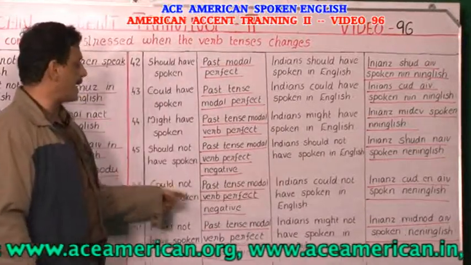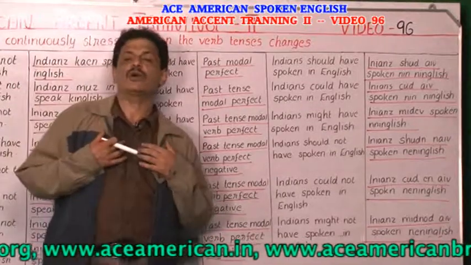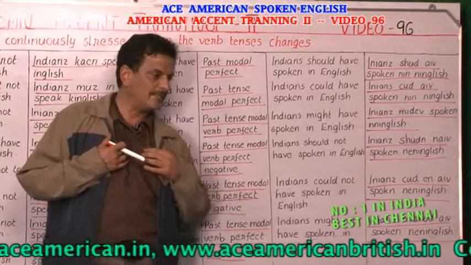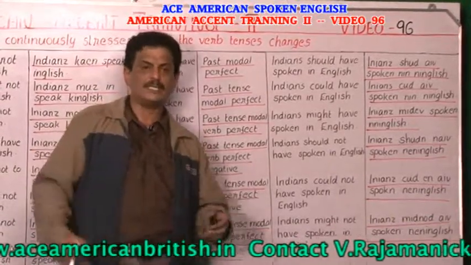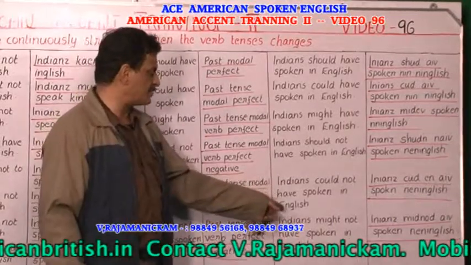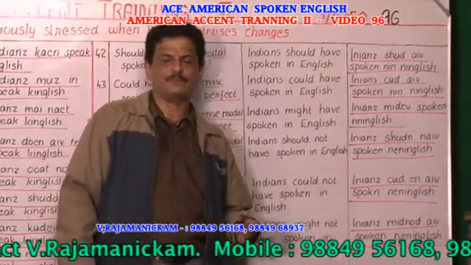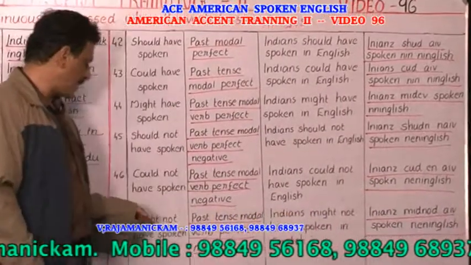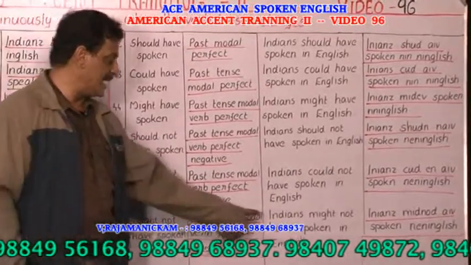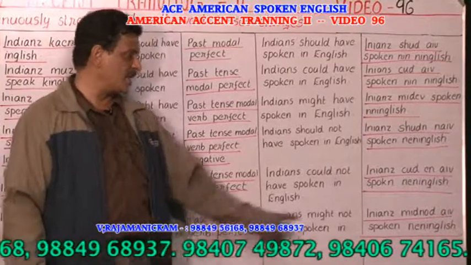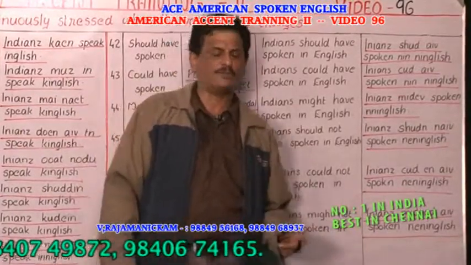Could not have spoken, past tense modal verb perfect negative. See, I am saying, I could not have become a teacher without my father's help. So couldn't have means it is not possible for me to be like this now. "Indians couldn't have spoken in English." Might not have spoken, past tense modal verb perfect negative: "Indians might not have spoken in English."